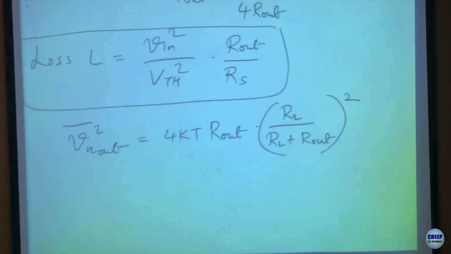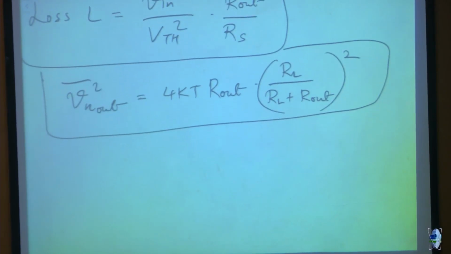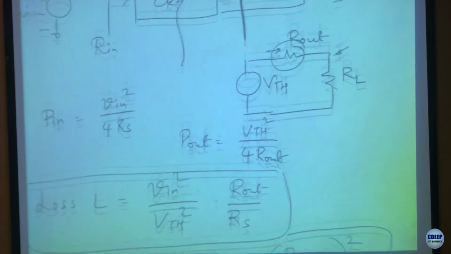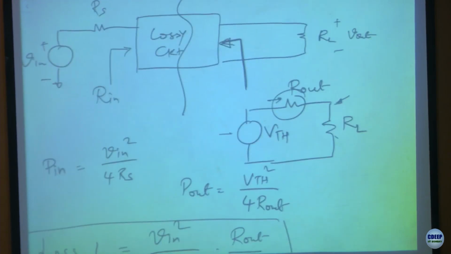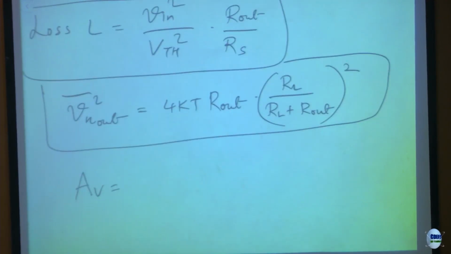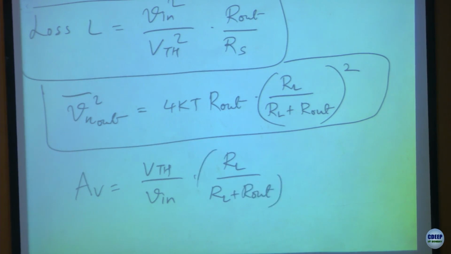Okay. So this is the second definition. We're just drawing 2-3 equations, and I'm coming to a conclusion very quickly. And the noise, the gain AV, what is gain? It's going to be this VTH, and V in is over here. So you will get VTH divided by VN times RL divided by RL plus R out. Okay. And that's the gain.